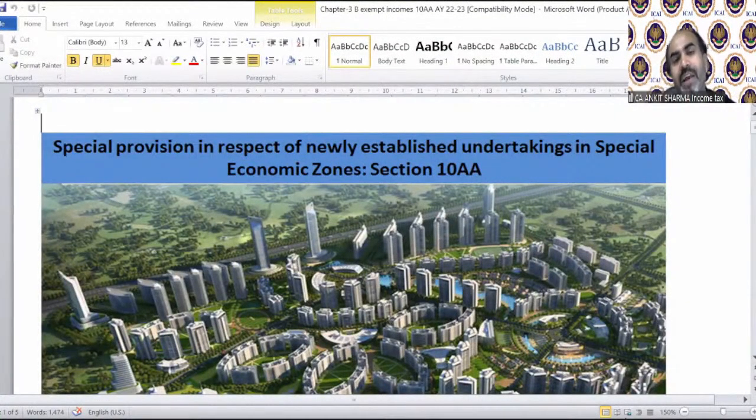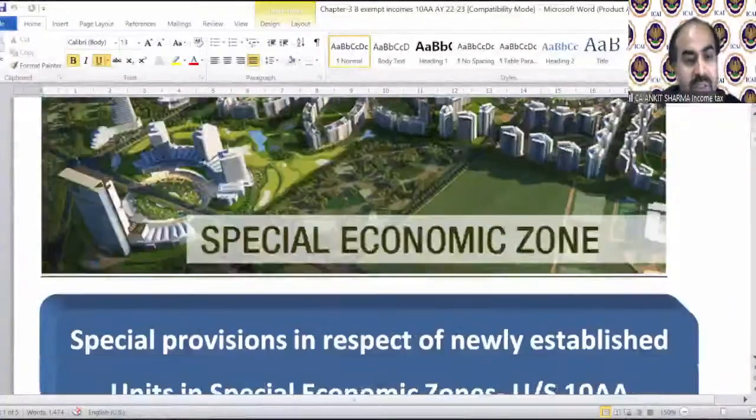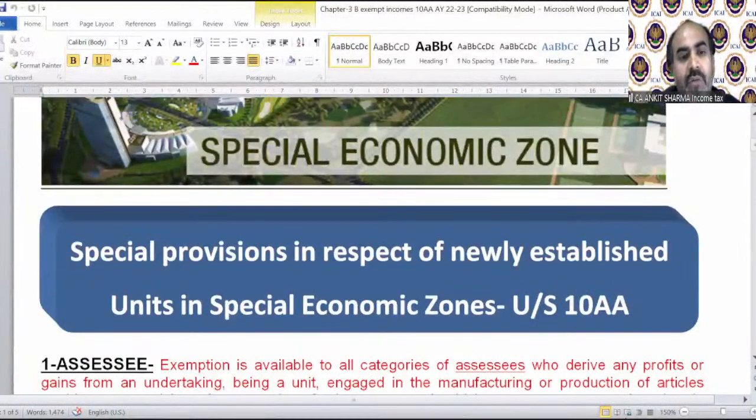If you fulfill all those conditions, only in that case will you be able to get the deduction, the benefit of this exemption under section 10AA. So let's discuss special economic zone, special provision in respect of newly established units in a special economic zone.